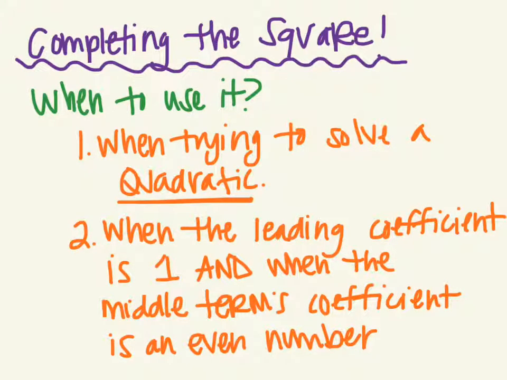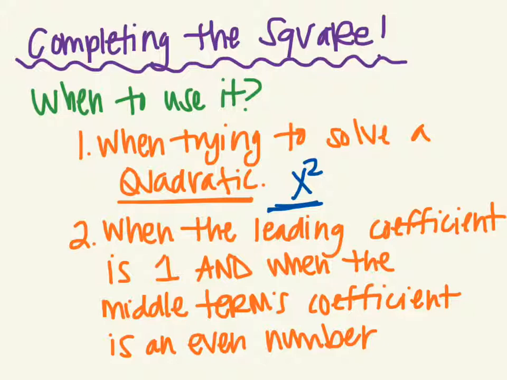In this video, I'm going to talk you through how to use the method of completing the square. You want to use complete the square when you're trying to solve a quadratic, so something whose highest term is x squared. And the second thing you want to look for is when the leading coefficient, so the number that's in front of your highest power, which in this case has to be x squared, is a 1, and when the middle term's coefficient is an even number.